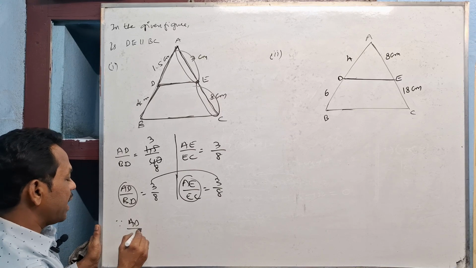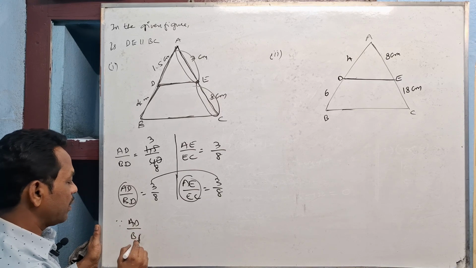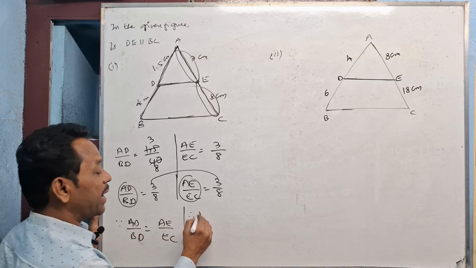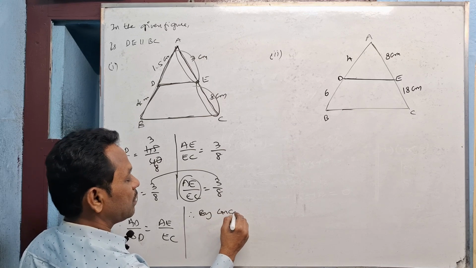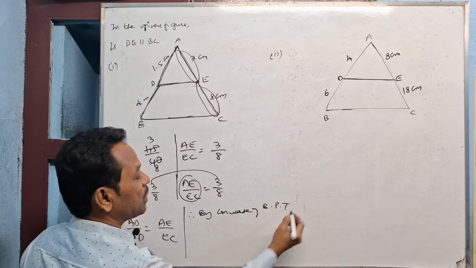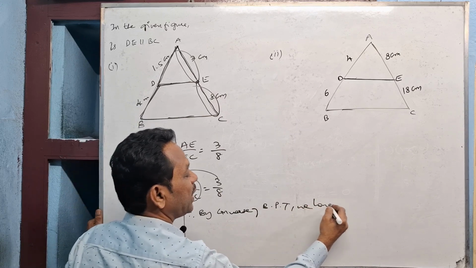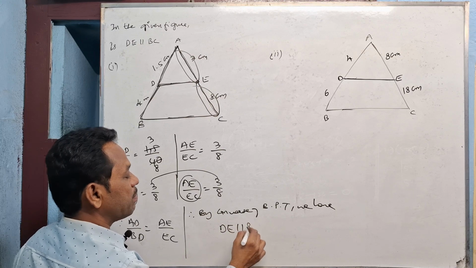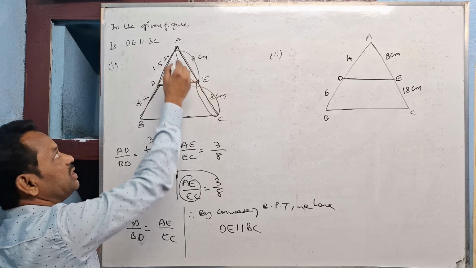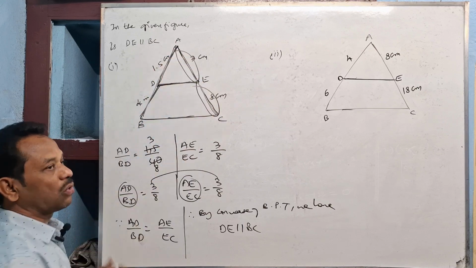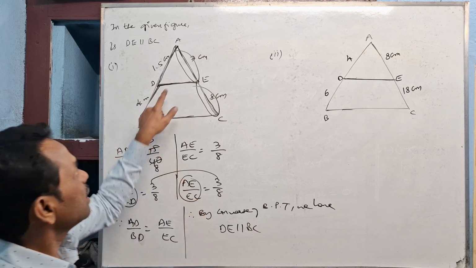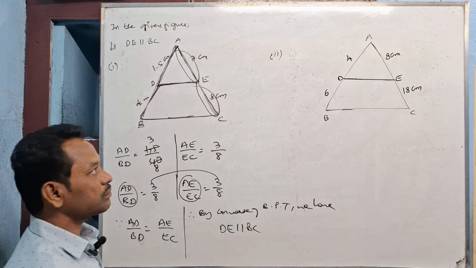Since AD by BD equal to AE by EC, therefore by the converse of the basic proportionality theorem, we can say DE is parallel to BC. So what we got here? We proved that this line is dividing these two sides in the same ratio. That means according to the converse of the basic proportionality theorem, we can say this line is parallel to this one.